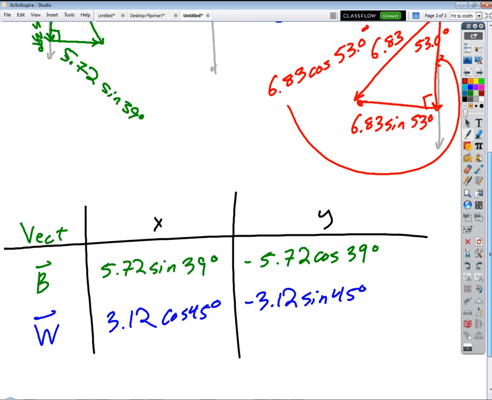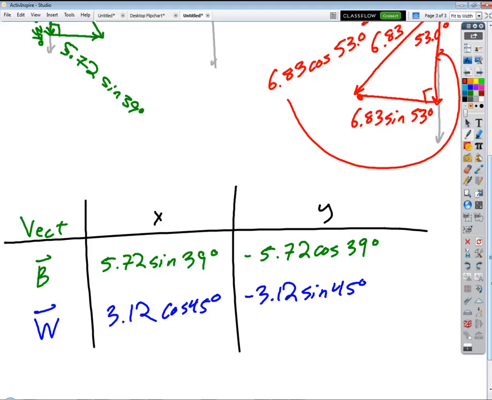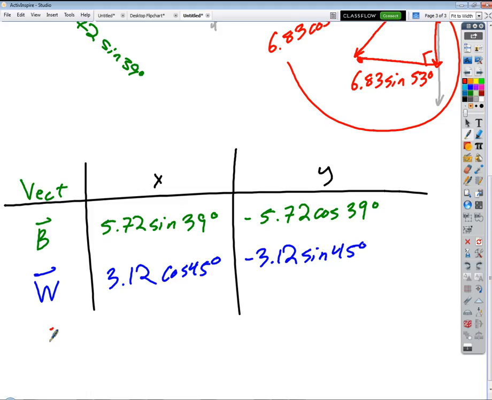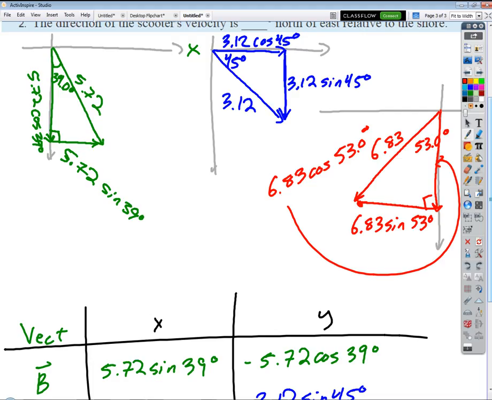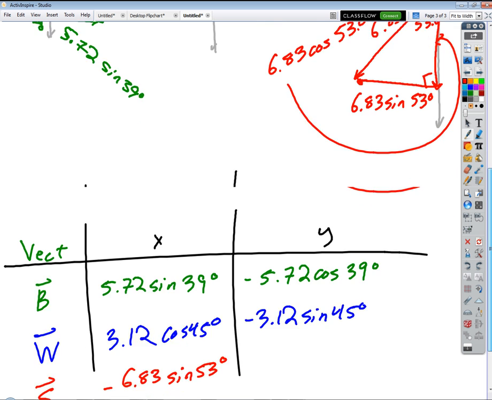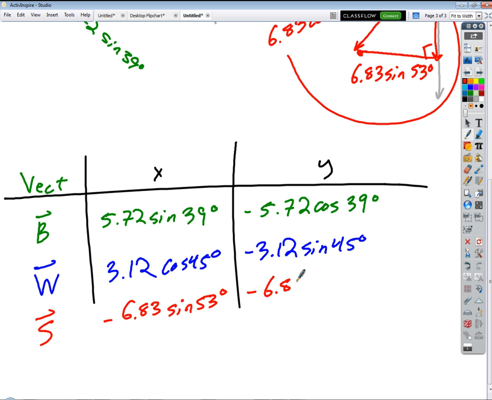Okay, and so let's make sure we get our signs correct then. So Alyssa, what's going to be the sign of the horizontal component? Positive or negative? Negative. Good, because it's pointing in the opposite x direction. Okay, so S for scooter, we get negative 6.83 sine 53 degrees. And how about the y component, positive or negative? Negative, because it points down. Negative 6.83 cosine 53 degrees.